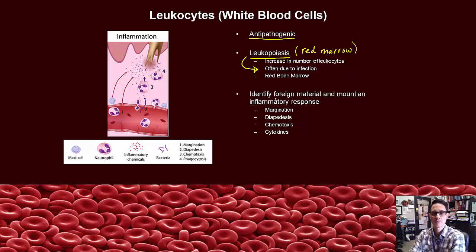Okay, so what is the job of a white blood cell? What does a white blood cell do for us? Well, it identifies foreign material. So we can recognize that we've been invaded or infected with a particular pathogen, and in response to that, we can mount an inflammatory response. And inflammation is an extremely important component of the immune response.